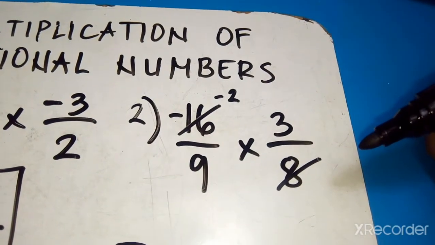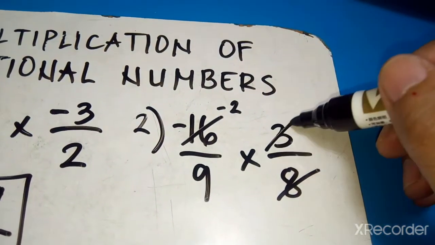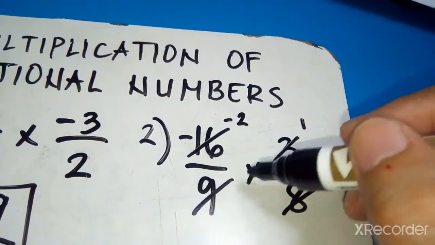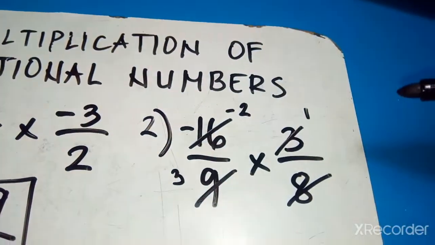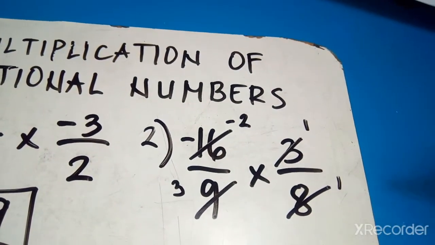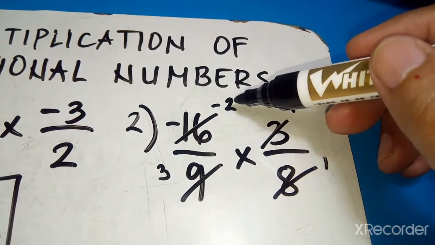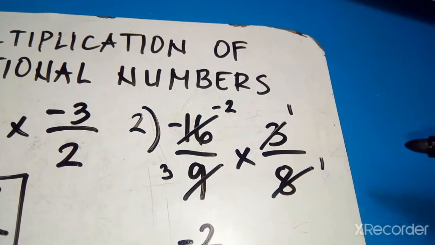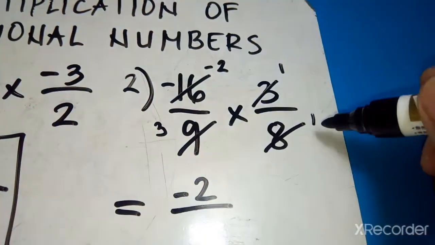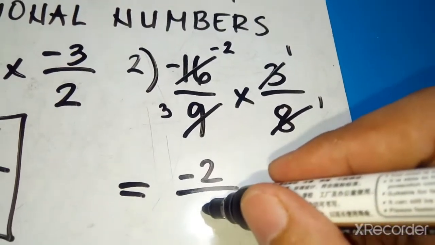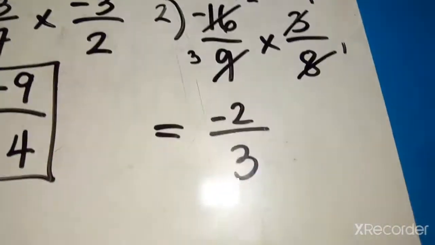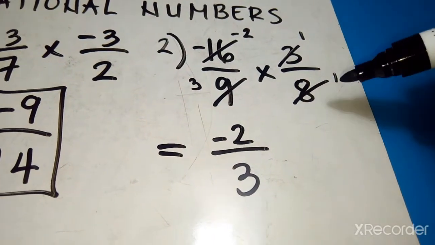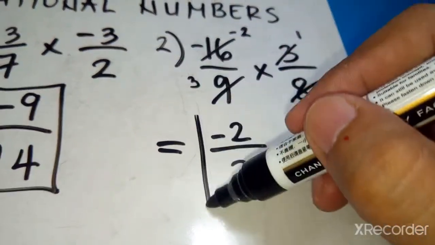Okay? And 3 and 9, pwede rin natin sila i-cancel. So this will be 1 and this will be 3. Okay? So we can now multiply negative 2 and 1. So that's negative 2 over the product of 3 and 1. So 3 times 1, so that's 3. Okay, so meaning the product of negative 16 over 9 and 3 over 8 equals negative 2/3.